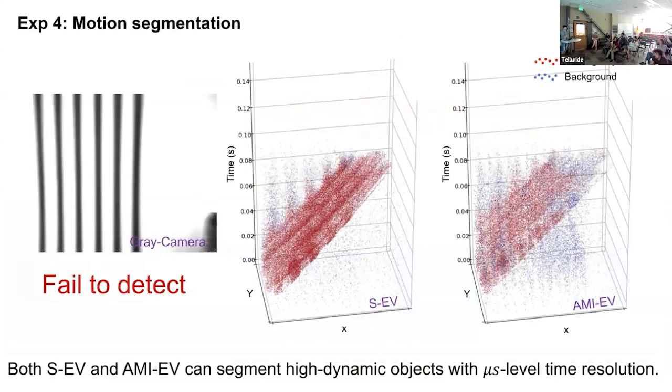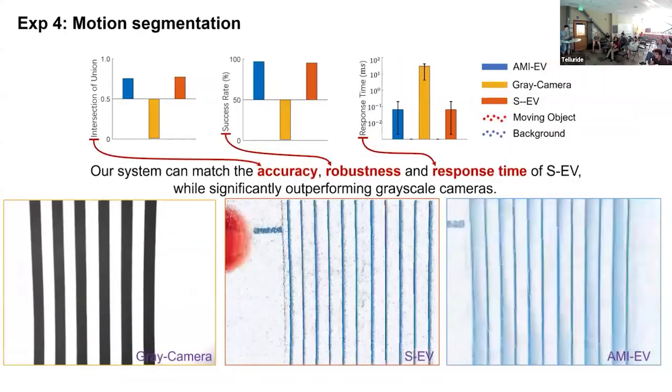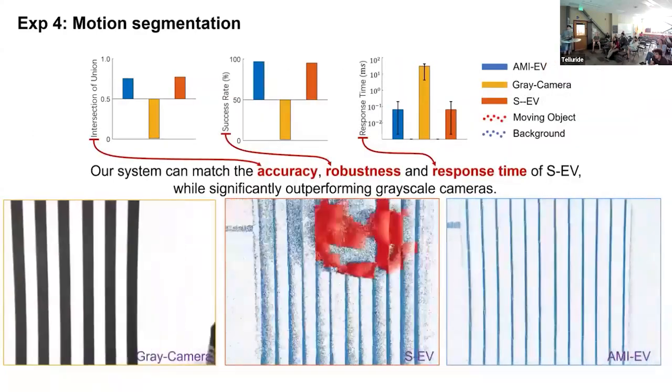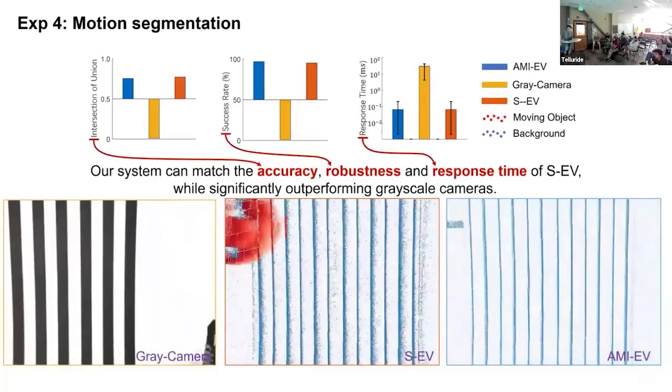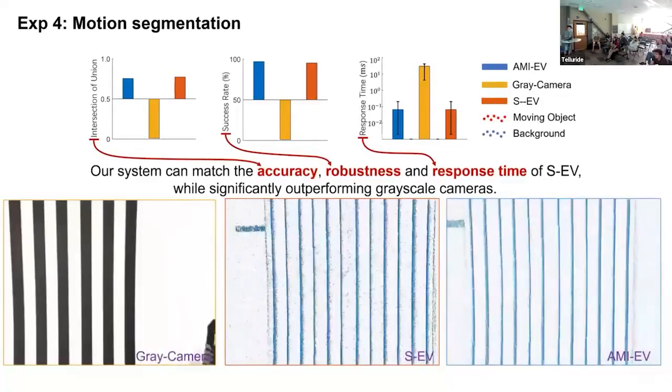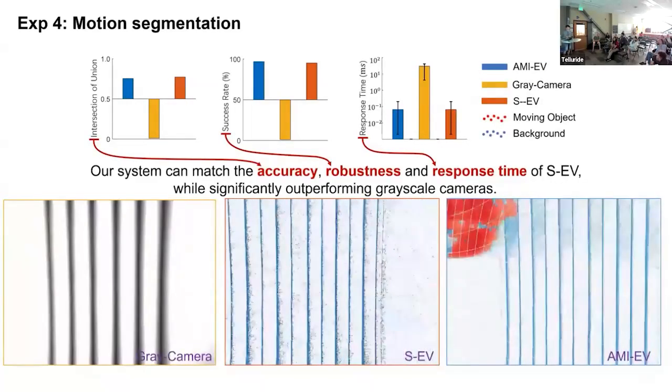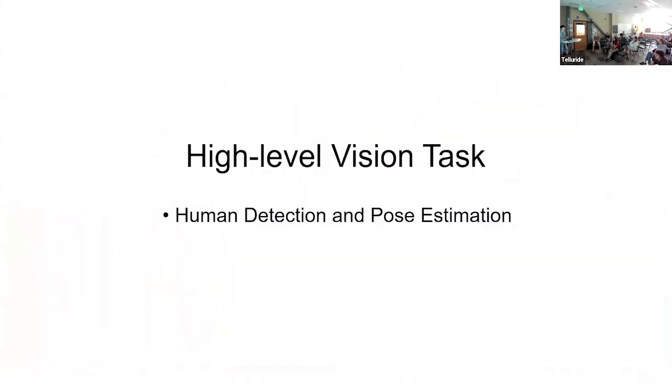For motion segmentation, the grayscale camera just cannot detect the ball because it is moving too fast. But our camera and the standard event camera can robustly detect the fast moving object, meaning that our camera doesn't lose the advantage of the event camera, but gives you stable texture as a bonus.